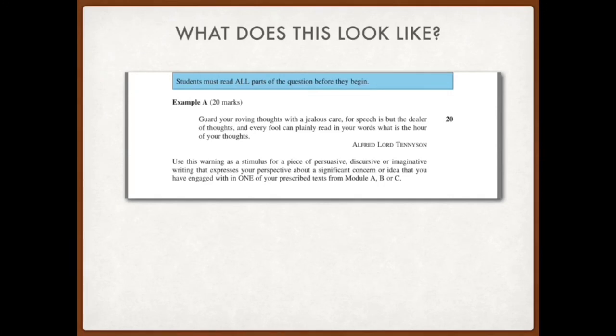No, you do not. If you're writing in discursive or persuasive or imaginative, you may use that quote if you want, but it does not have to be word for word there in your writing. It just has to be used as a stimulus for ideas. So this quote is cautioning you against speaking too much because it gives away your thoughts. So you'd need to incorporate that idea. Along with that, you would also have to incorporate a significant concern or idea from one of your prescribed texts from Module A, B, or C.